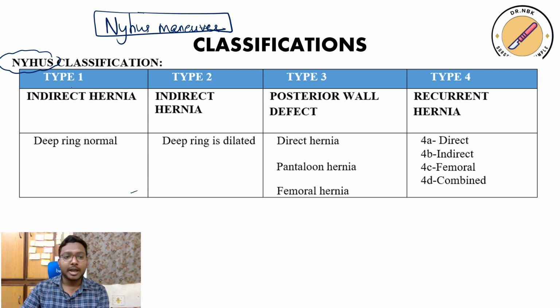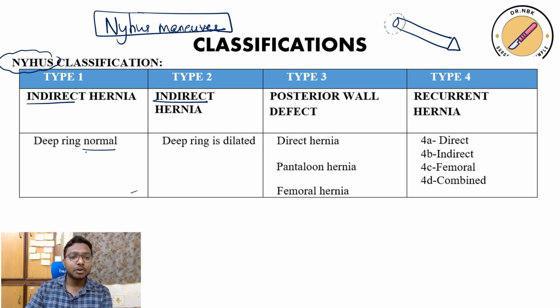The first one: type 1 and type 2 are both indirect hernia. You can simply remember this is the deep ring, inguinal canal, superficial inguinal ring. Type 1 and type 2 are related to indirect hernia, with the status of the deep ring. The deep ring is normal in type 1, whereas it is dilated in type 2. When you come to the medial aspect, this is type 3, where you have a posterior wall defect.